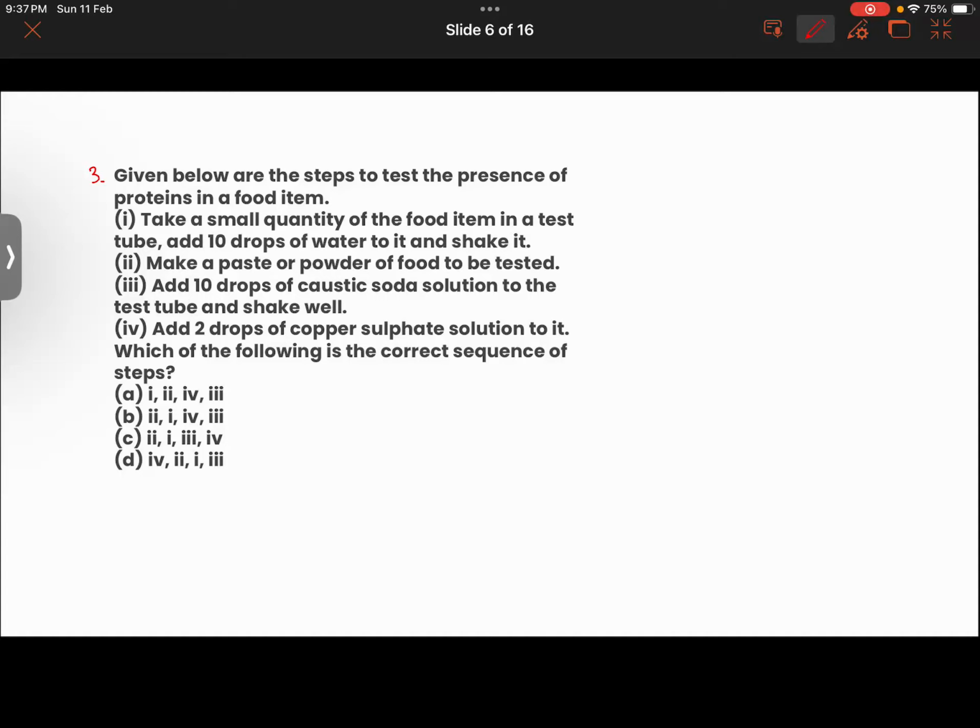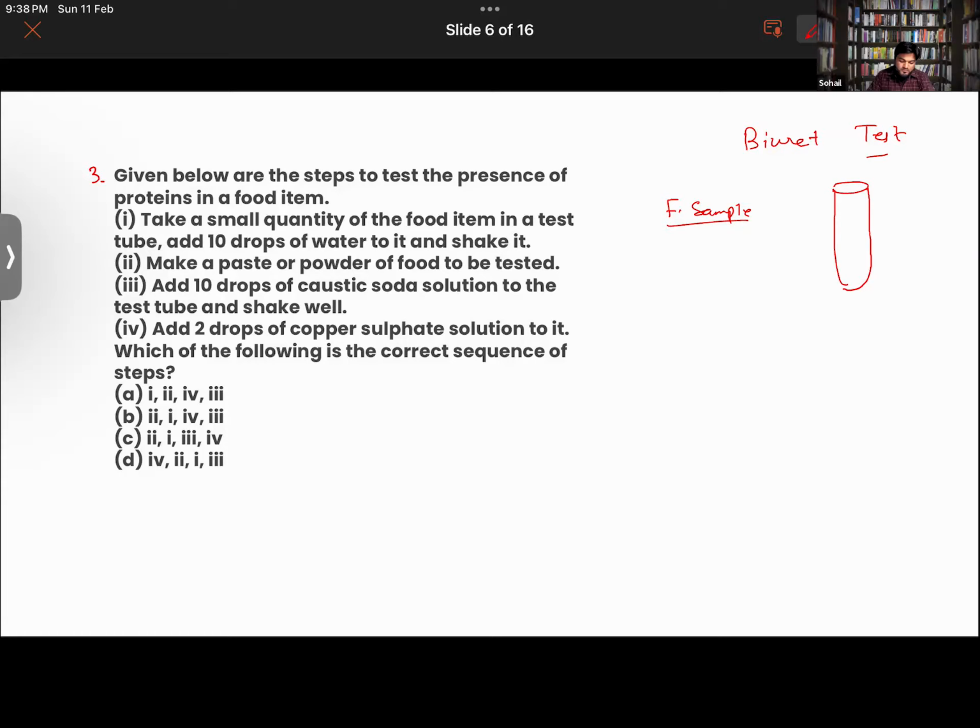Look, there's a test for protein. There are different tests for protein. One of the tests for protein is called the Biuret test. In this test, what we basically do is take a clean test tube. You need to take the food sample, whatever food sample you want to test. Then you add some water to it and make a paste of it. Getting it now?